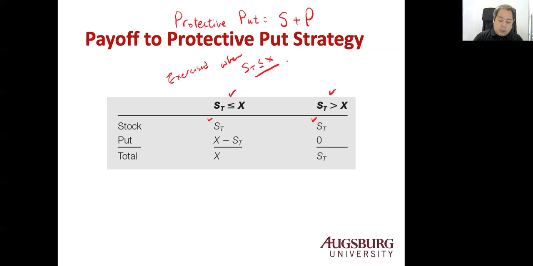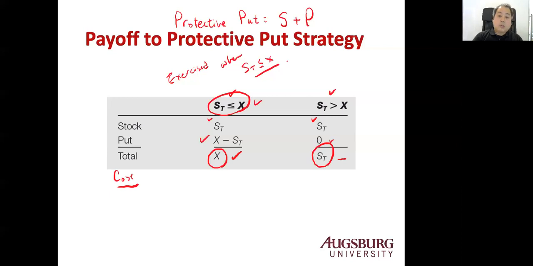So only in this case do you have a payoff, which is the difference between the exercise price and the expiration date stock price. When the stock price is above the exercise price, the put option will not be exercised, so the payoff is zero. So the total payoff when the stock price is below the exercise price is simply the exercise price, and if the stock price is higher, then you have the stock price. So the minimum payoff is the exercise price. When the stock price keeps rising, you can enjoy this rise.